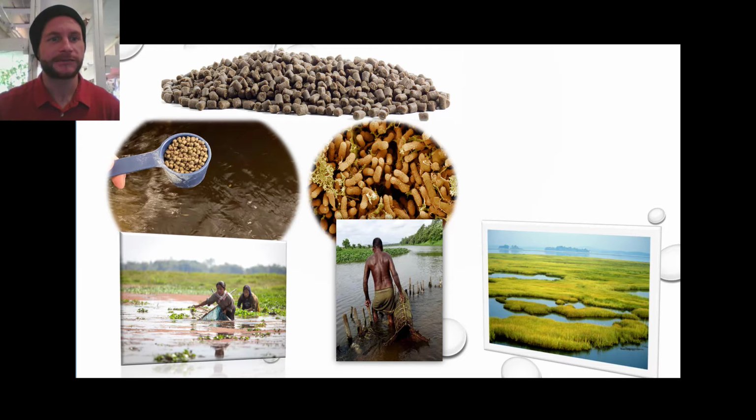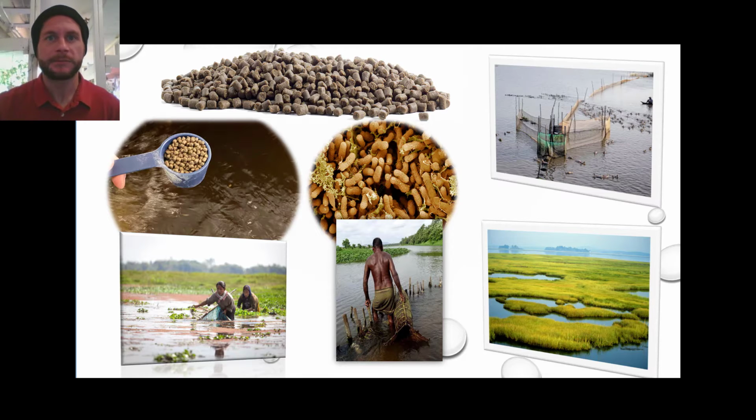Farmers have been catching fish, as you can see in these examples, in the different wetland areas, and building corrals so that they can capture fish and eat over it.